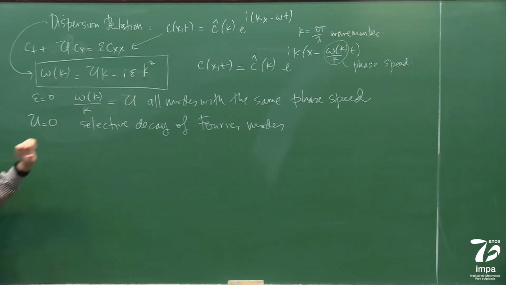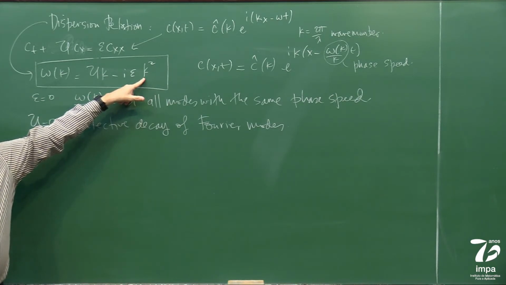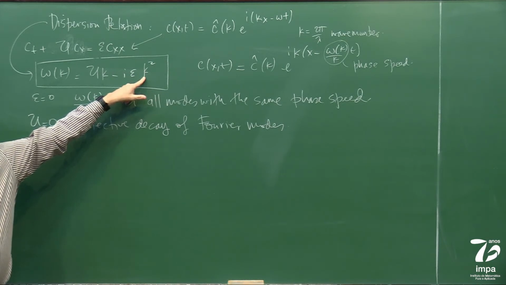You can see that if you switch the sign, for negative diffusion, all modes will grow with a rate k squared, and it's unbounded. As k goes to infinity, it's unbounded.